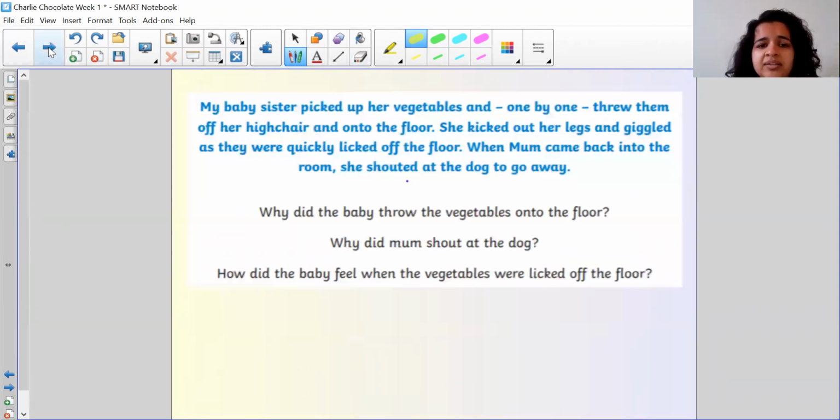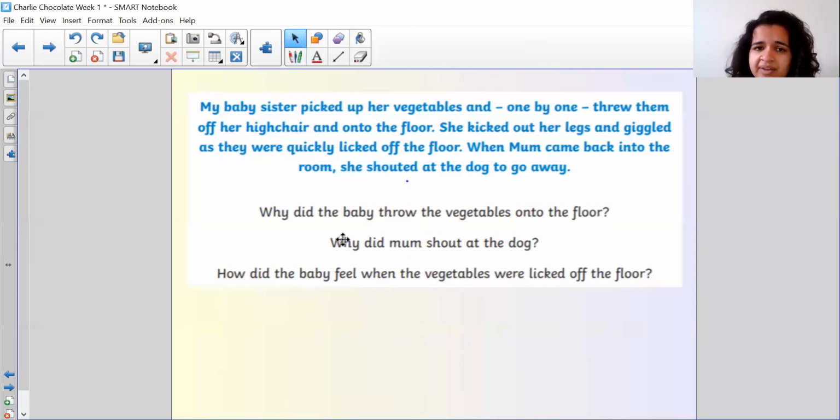All right, so let's go on again with inferencing. Okay, I'm just going to show you another example of what inferencing might look at, where you have to use your background knowledge. It says, my baby sister picked up her vegetables and one by one threw them off her high chair and onto the floor. Okay, so right away that's telling you, okay, so she's a baby, she's little, she's sitting in a high chair, she's throwing her vegetables. Now, why would she be throwing her vegetables? This is where your knowledge comes in. Why would you throw vegetables on the floor if you were a baby?